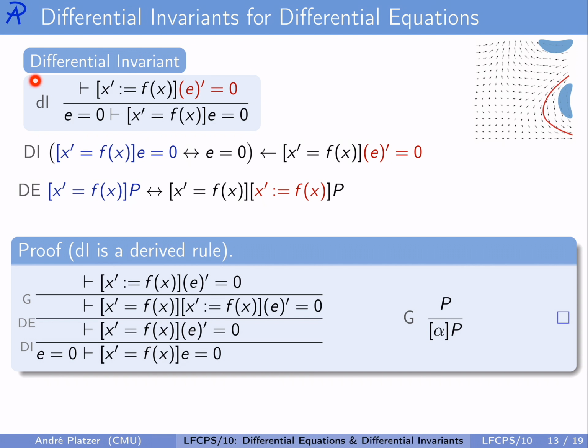That means the differential invariant proof rule really is a derived proof rule. It follows completely directly from the differential invariant axiom and the differential effect axiom just by combining them together with the familiar Gödel generalization proof rule.